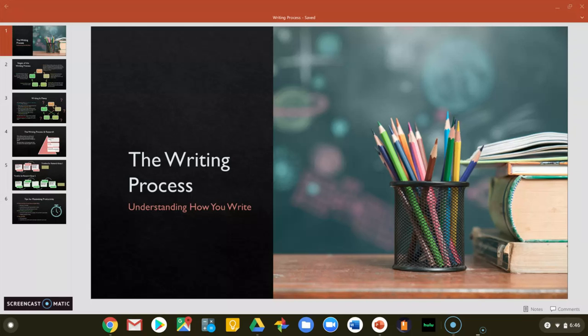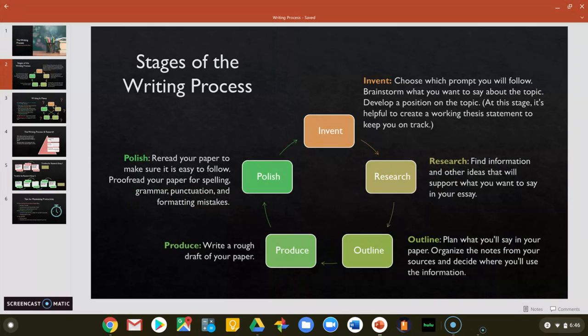Going to explain what the writing process is. Basically, the writing process is what a writer goes through when writing a research paper. And there are five basic stages that the writer moves through while composing their paper.